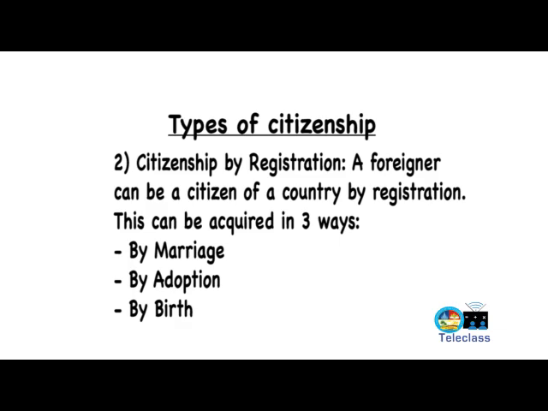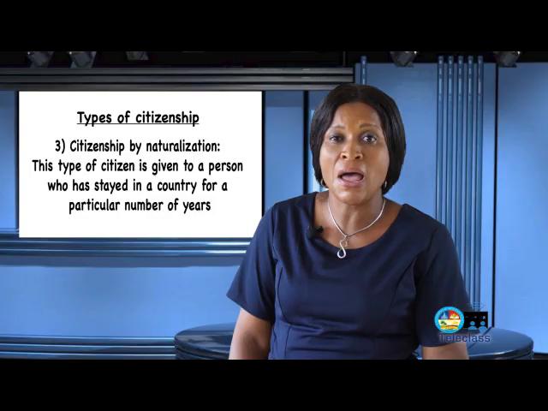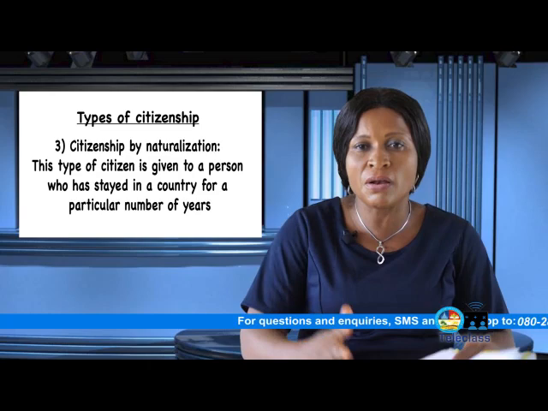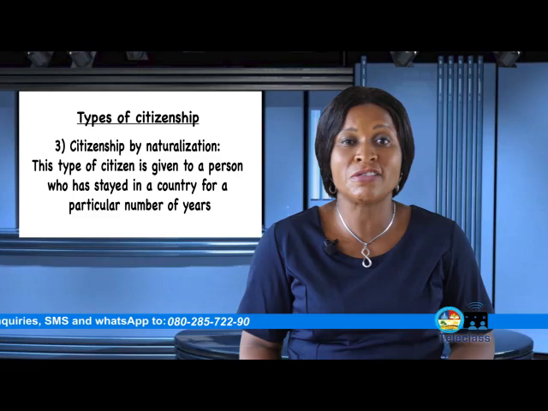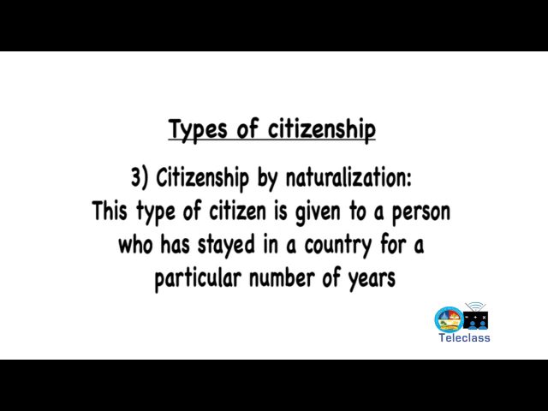Now let's look at citizenship by naturalization. Citizenship by naturalization can be given to a foreigner who has stayed in a country for a particular number of years. A foreigner, let's take an instance, an Indian man that has stayed in Nigeria for over 15 years and above, that can speak Igbo, that can speak Hausa, that has been law-abiding, he has done so many things for the country, he loves Nigeria, he loves the affairs of Nigeria, and he has stayed in the country, can be given citizenship. And that is known as citizenship by naturalization, whereby citizenship is conferred on someone that has stayed in a country, in a particular place, for a longer period of time. So we can invariably say these are the three major ways by which someone can acquire citizenship.